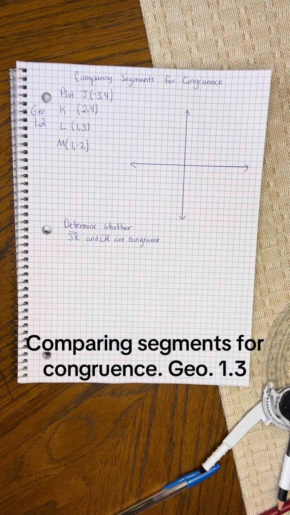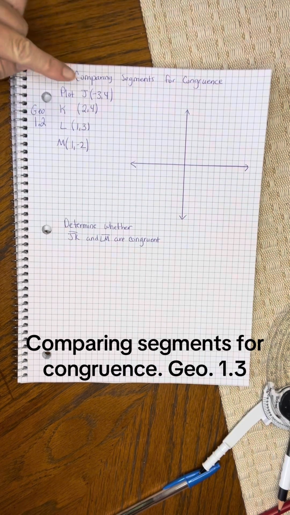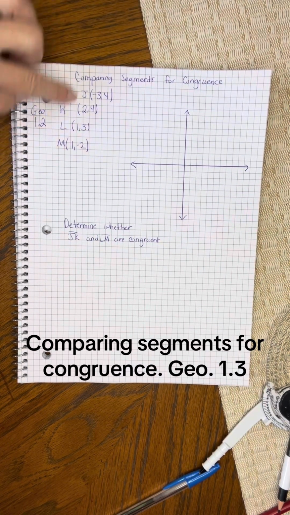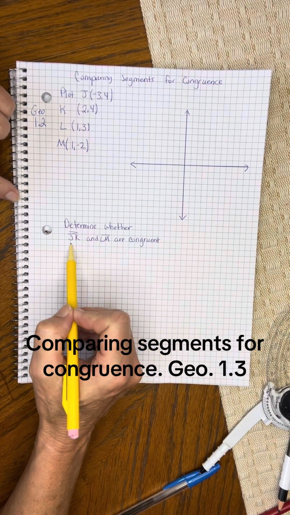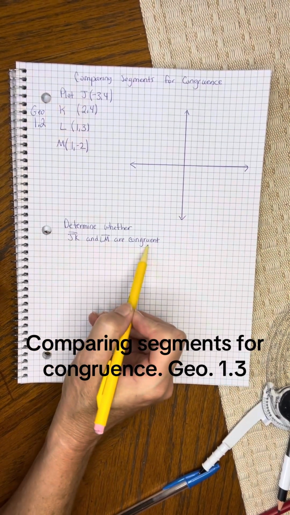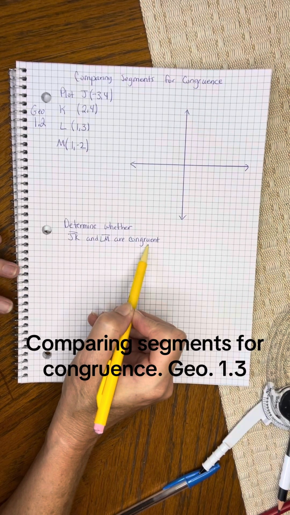Okay, in geometry in chapter 1.2, we're going to compare segments for congruence, and what they'll do is they'll give you 4 points and then ask you to determine whether the JK segment and the LM segment are congruent. And remember that congruent means the same size or equal.